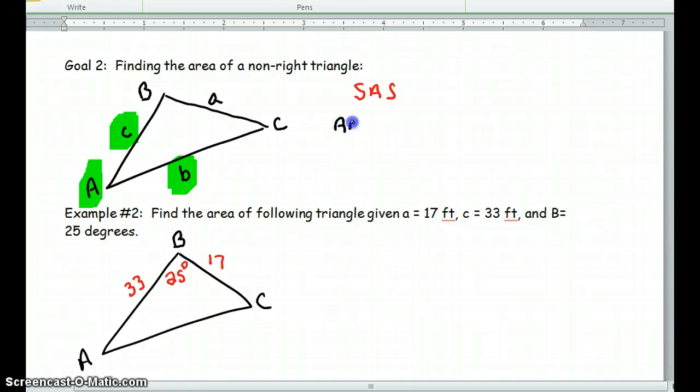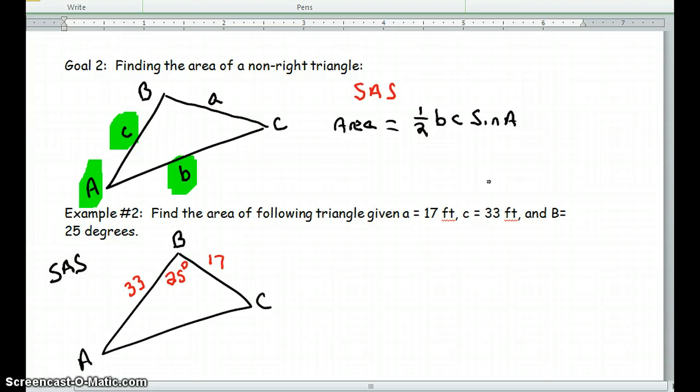The formula would look like this. The area would equal half the two sides multiplied together, B times C, times the sine of the angle between them. Very easy formula. All right, so let's do example 2. Let's find the area of the following triangle given this information. Again, if you need to pause to draw this real quick, I have a side angle side triangle, so I'm allowed to use this formula.